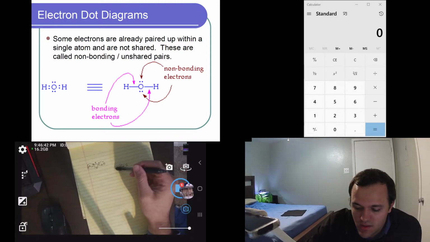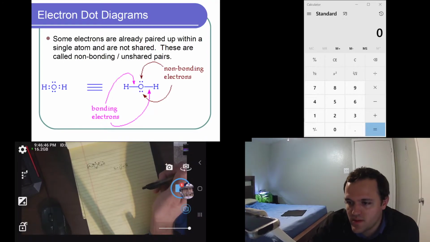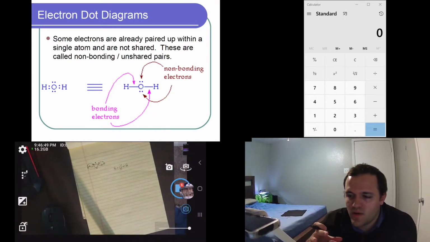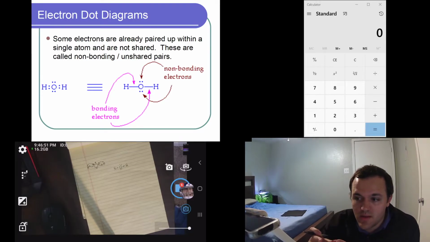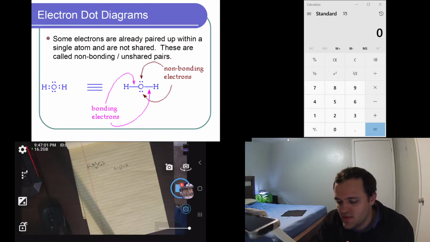Each of these hydrogens has the 1 bond, which gives them 2 total electrons, so they've got a full outer shell. Because remember, they're real small, they've only got that first inner shell as their valence electrons. So in this molecule we've drawn here, everyone's happy. This is what water looks like, H2O.